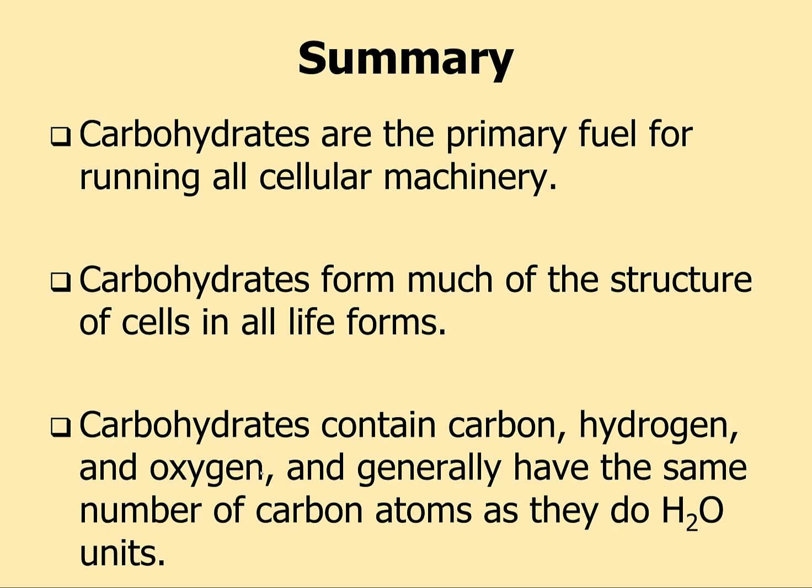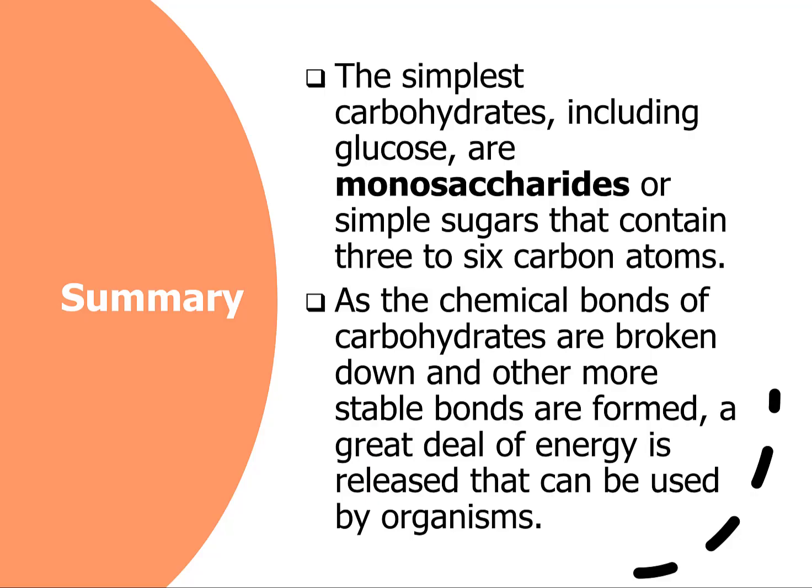Carbohydrates contain carbon, hydrogen, and oxygen, and they have the same sort of ratio as the water unit. So it would be CH2O, and if you ramp it up, you'll see the ratios pretty much stay the same. The simplest carbohydrates include monosaccharides, the simple sugars that contain 3 to 6 carbon atoms.